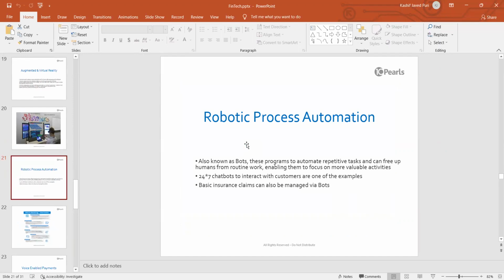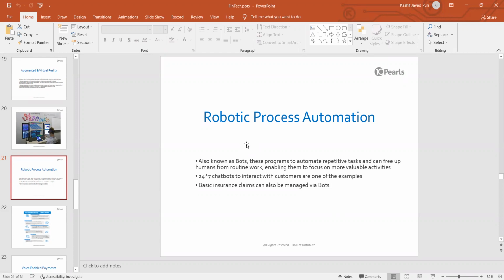Then RPA. This is something I think everyone is using on and off, probably not only in the financial industry. On different websites, you see chatbots. These are also part of RPA. So banks are also using RPA. The benefit of RPA is that any repeatable task which can be easily automated, just shift those to RPA using bots.